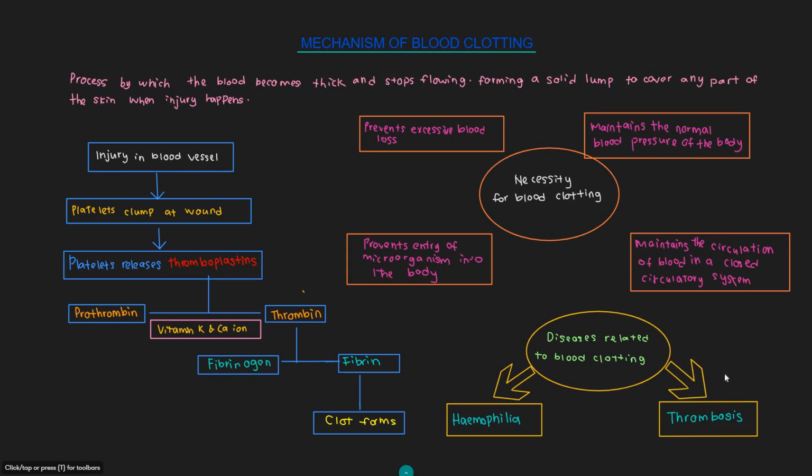Let me just draw an illustration so that you can understand this disease. Imagine this is your artery. Thrombosis occurs when the thrombus blocks the arteries or veins, obstructing the flow of blood through the circulatory system. If this situation happens in the coronary artery, then this can lead to a heart attack. And if the blood clot blocks the blood flow to the brain, then it can cause a stroke.